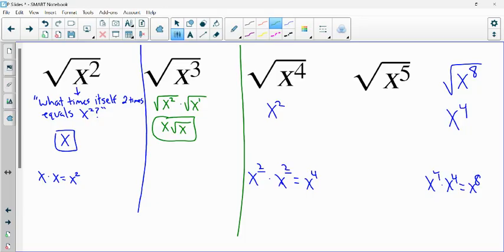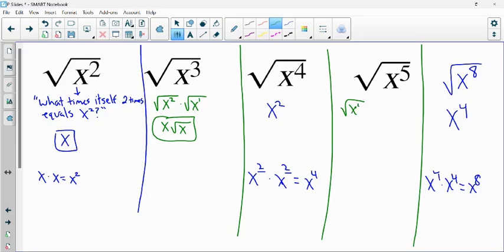So for x to the fifth, what's our largest perfect square that divides into x to the fifth? X to the fourth. And then we times that by x to the first. And we know that the square root of x to the fourth is x squared. X to the first is not a perfect square, so we just leave it as times square root of x.